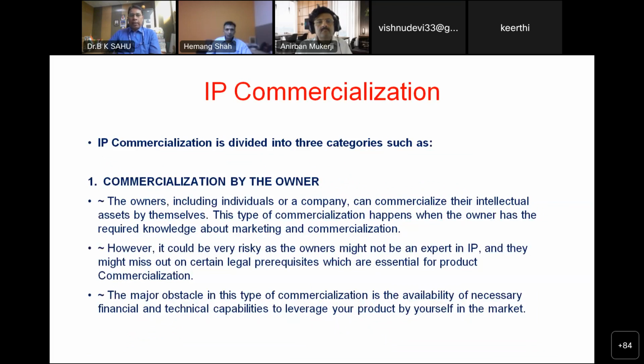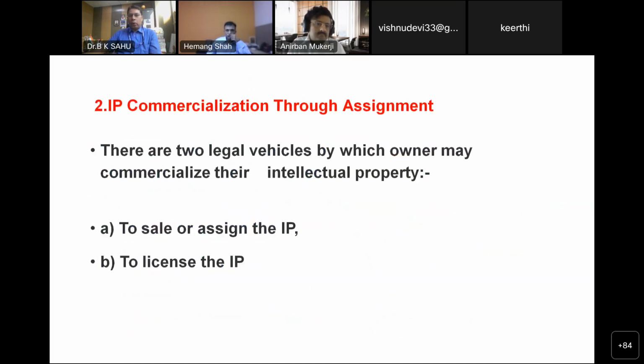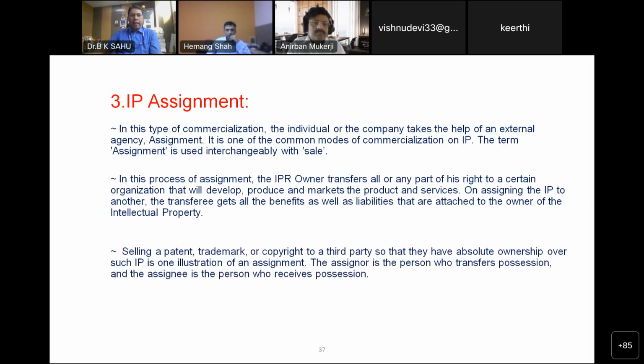Friends, IP commercialization may be divided into three categories. IP commercialized by the owner who knows the process. IP commercialized through assignment, to sell or assign the IP or to license the IP. What does NRDC do? IP assignment is a process.